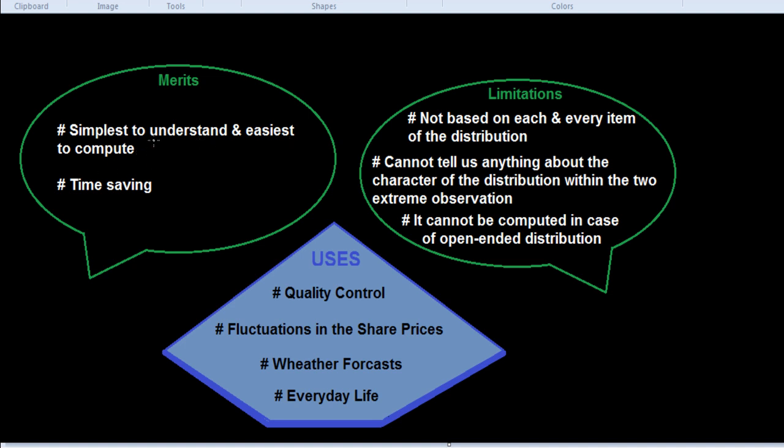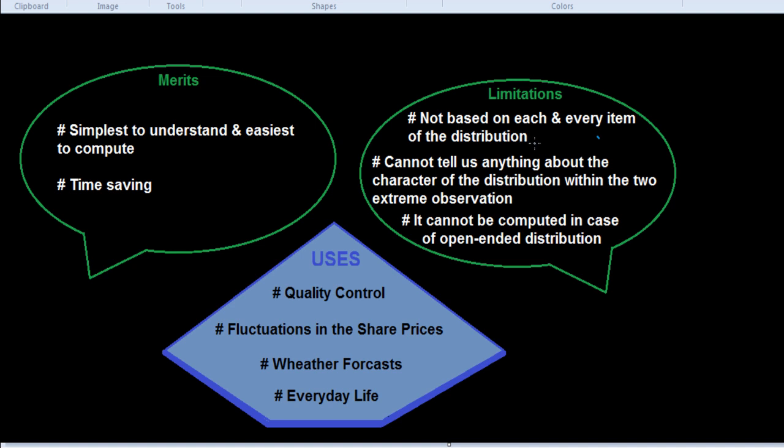We have seen, we have simplified the questions regarding the range of the continuous and the discrete series. It's very easy to compute and simple to understand. It is very time saving also. So these are the merits of this range. And the limitations: it is not based on each and every item of the distribution, because we have seen that the smallest one and the largest one we are taking into account. So there is no involvement of other items of the distribution. So it is the basic limitation.